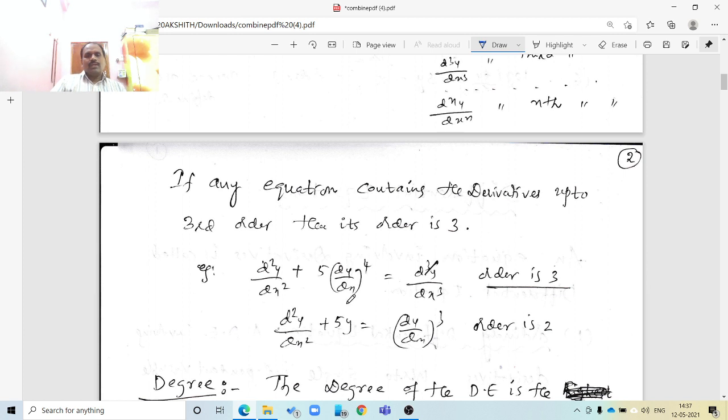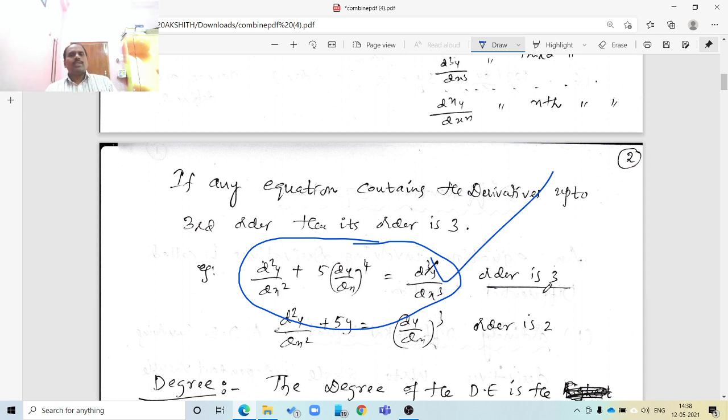See this example: d³y/dx³ + d²y/dx² + 5(dy/dx)⁴. This is d³y/dx³. This is second order. This is first order. Of course, we are raising it to the power 4, but it is still first order. And this is d³y/dx³. So in this complete equation, what is the highest order derivative? This is the highest order derivative. Therefore, its order is 3.